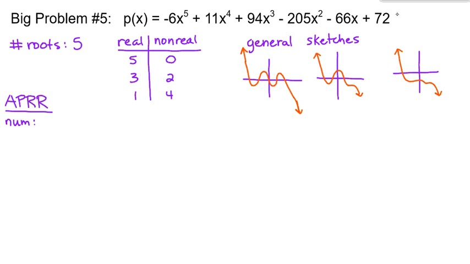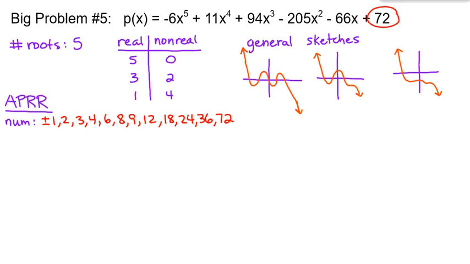So here's the constant, 72. We need to list all the factors of 72. So that's going to be a long list, plus or minus. And I'm just writing the plus or minus 1 time, but it applies to all the numbers. Plus or minus 1, 2, 3, 4, 6, 8, 9, 12, 18, 24, 36, and 72. Those are all the factors of 72.